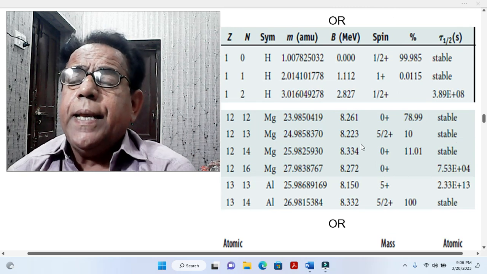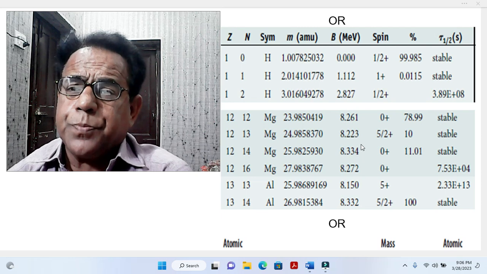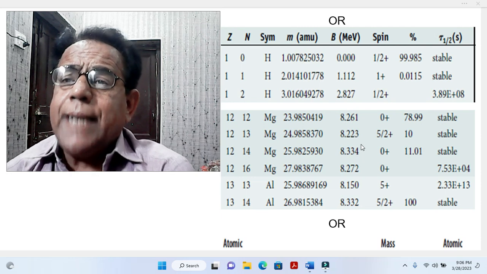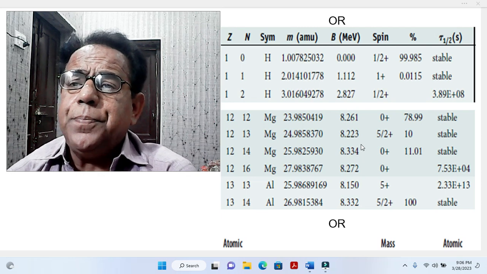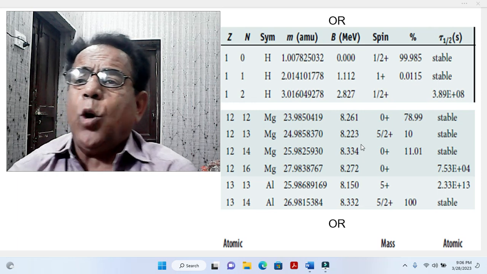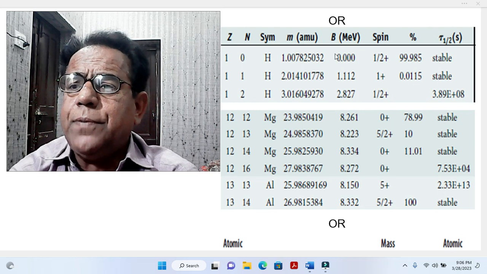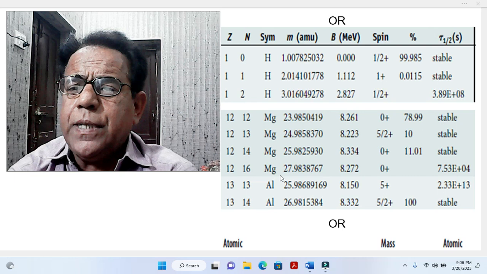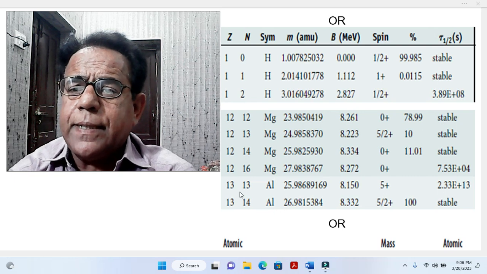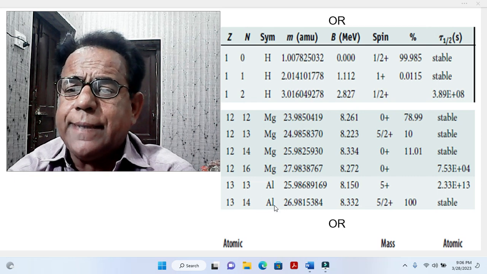Okay, here what is given? Here Z is given, N is given, and atomic mass unit is given. Anyhow, we come towards aluminum. Yes, this is second last and last.